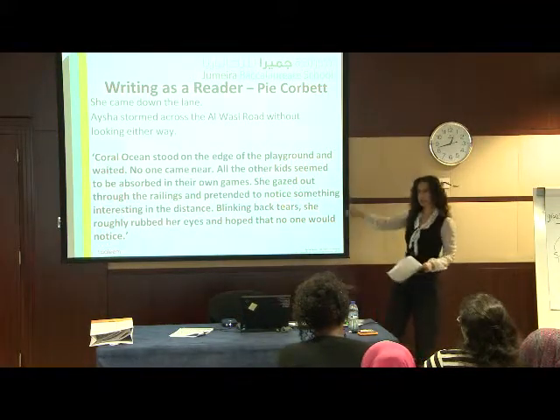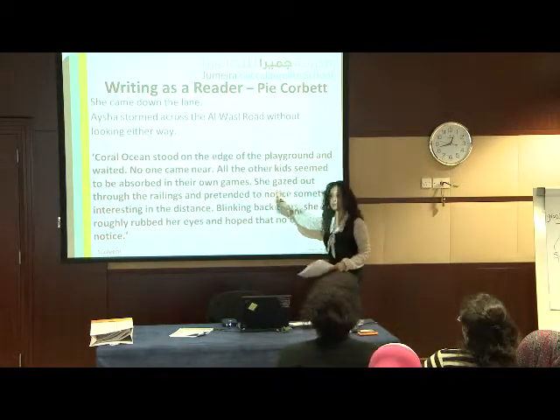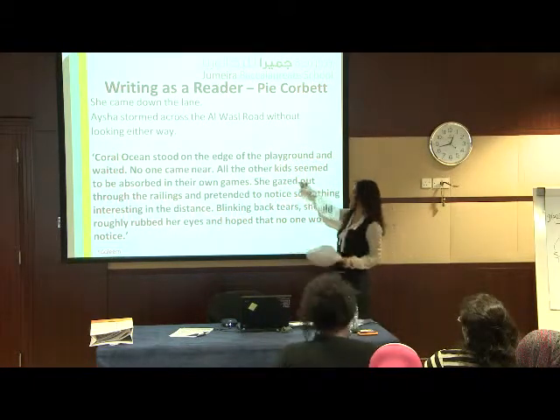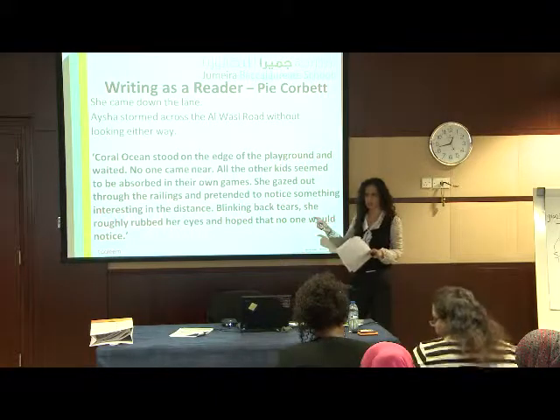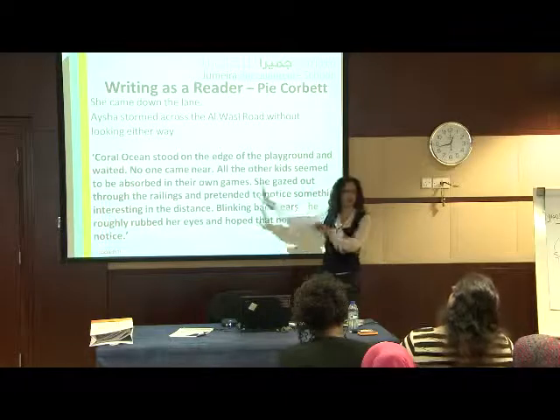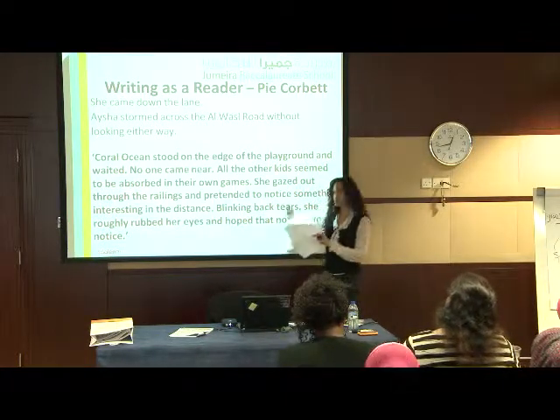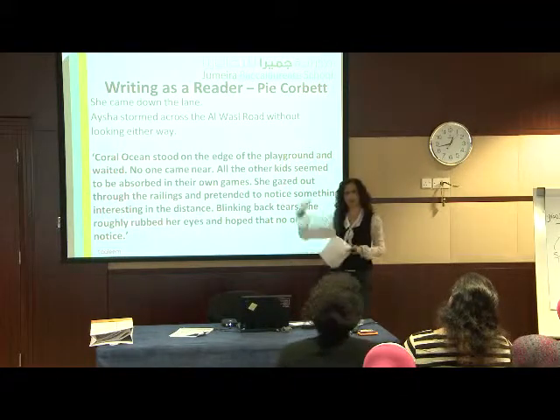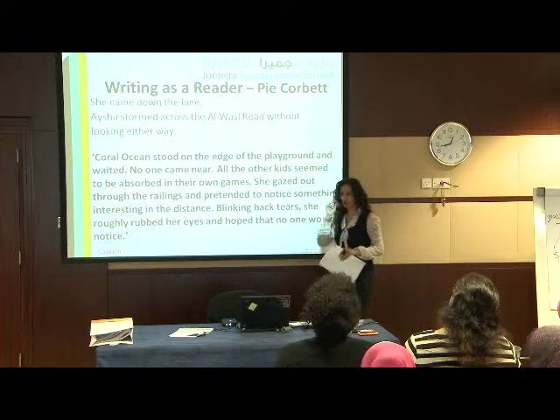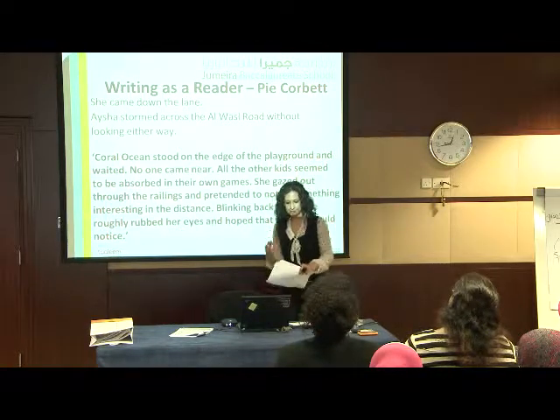Writing as a reader is where you would model the writing process. So you would write this up bit by bit, explaining the words you've chosen and selected and why. Coral Ocean stood at the edge of the playground and waited. I've said that she stood on the edge of the playground because I want the reader to know she's isolated. She's by herself. Nobody's playing with her. It's a huge playground and I put her in one corner by herself. No one came near. Short sentence again to emphasize she's alone. She's isolated.